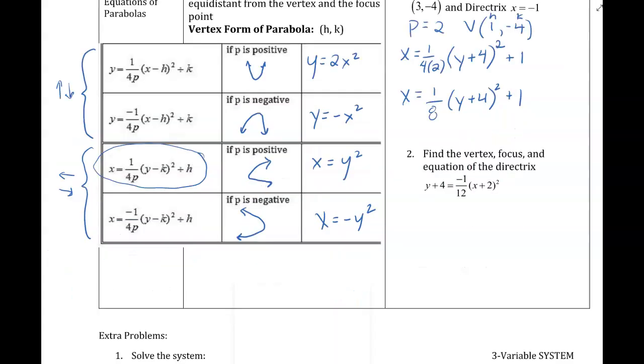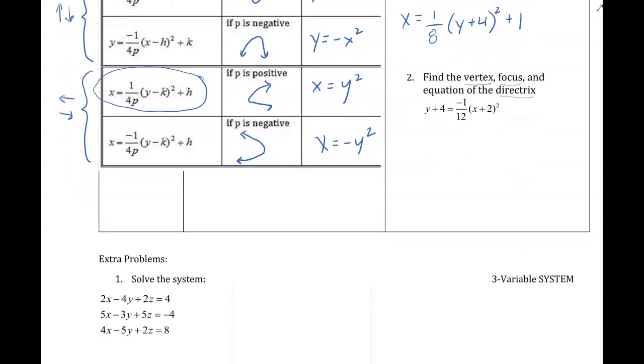Now with this one, we're being asked to find the vertex, the focus, and the equation of the directrix. First I would need to solve for y just by subtracting that 4 over. If I subtract that 4 over, it won't be there anymore. We'll have a -4. Now it's equal to y and it has a negative coefficient, which means it's going to be an upside down parabola. I can state the vertex at this point. My vertex would be -2 and -4.